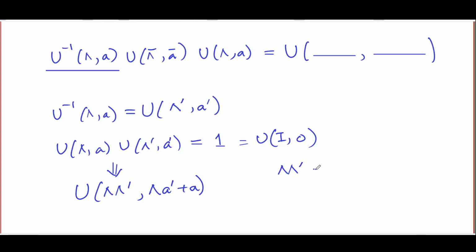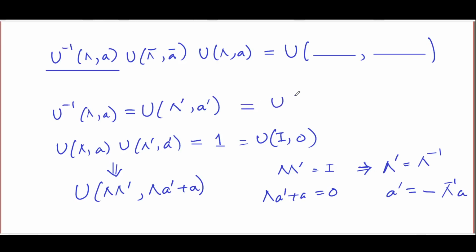So lambda lambda prime must be I, hence lambda prime, the Lorentz transformation for the inverse that we are seeking, has to be lambda inverse. And lambda A prime plus A has to be 0, which means A prime, the translation corresponding to the inverse Poincare, must be minus lambda inverse A. So the inverse of U lambda A is simply given by U of lambda inverse, minus lambda inverse A.